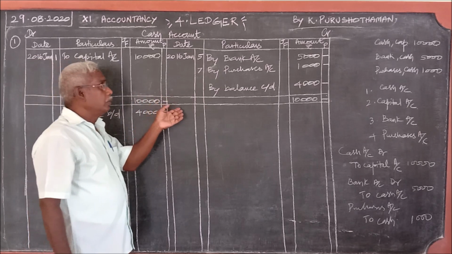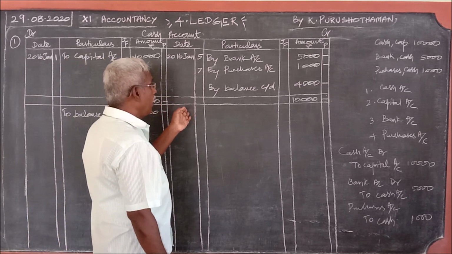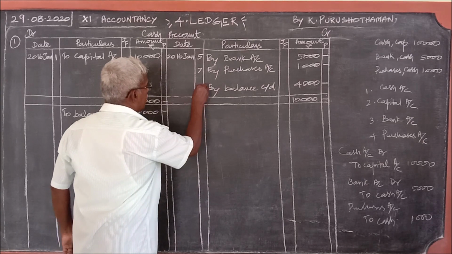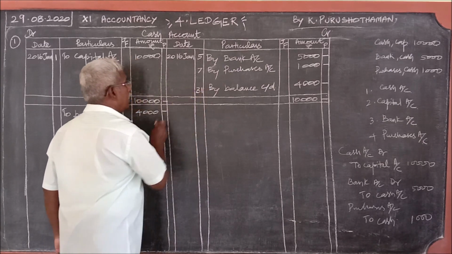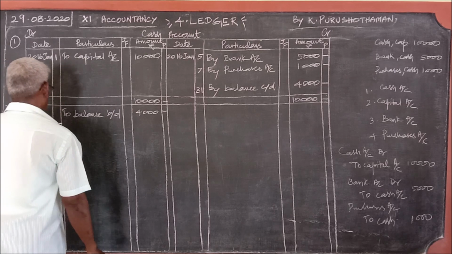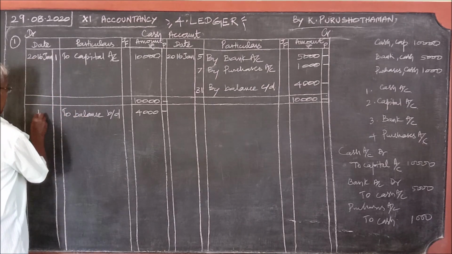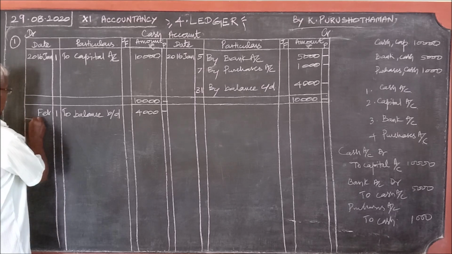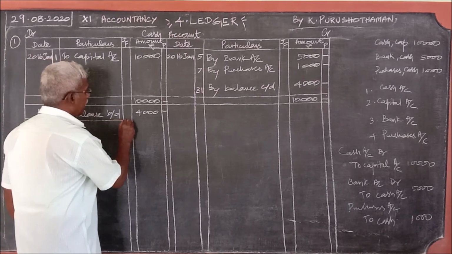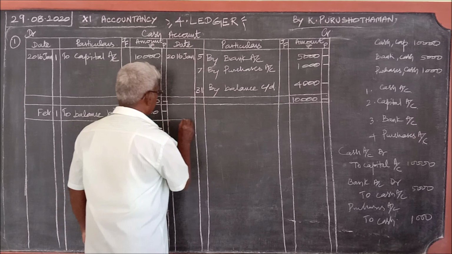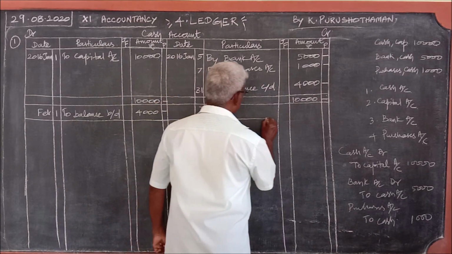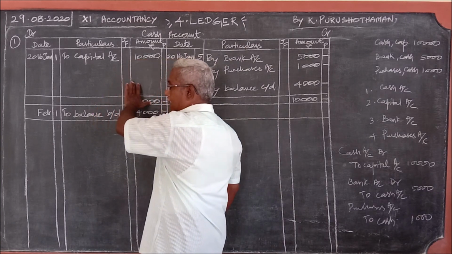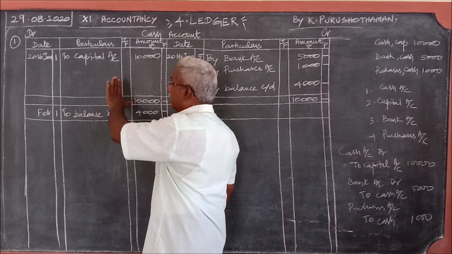For carried down, you should write the last date of the month. For January, it is 31st. And for brought down, the next month, first date, February 1st. This is how you should prepare a ledger. Now the ledger is in complete shape. This is the format. This is how you should make the posting.